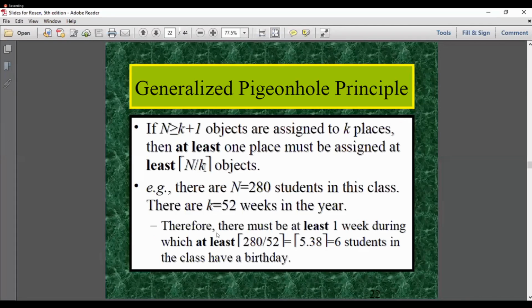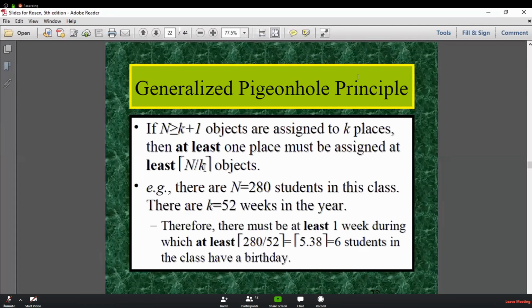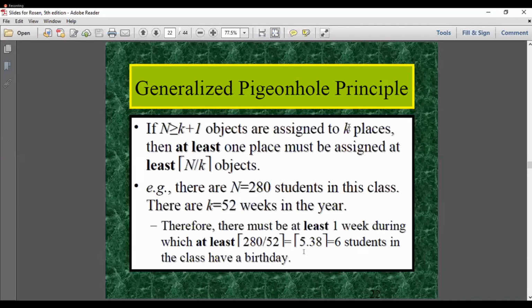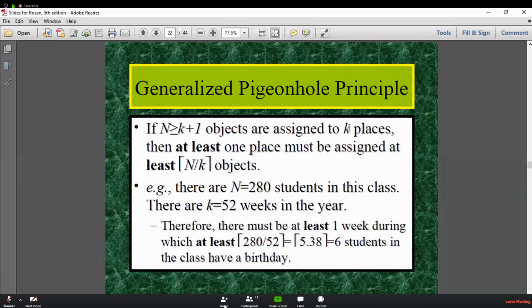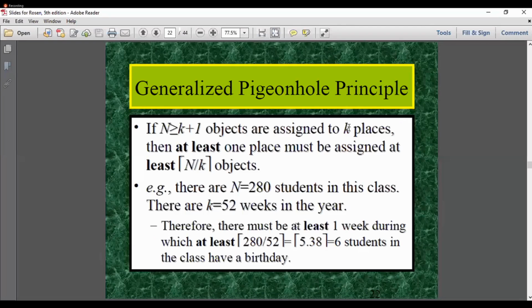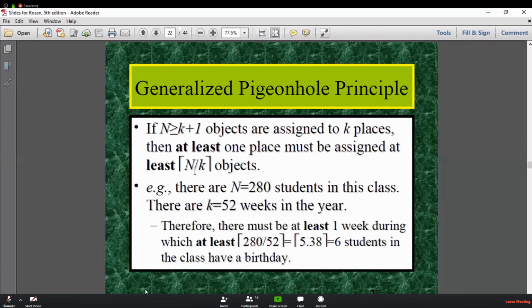Actually, if k places are there and we put k objects in k places, in the best case scenario every place has one object. Now if one extra object comes, where does it go? In one of the existing places where someone already is. So what will the count be at that time? It is 2. So more than 1 means a scenario of 2 or more. That is floor of n by k, the approach of the pigeonhole principle.